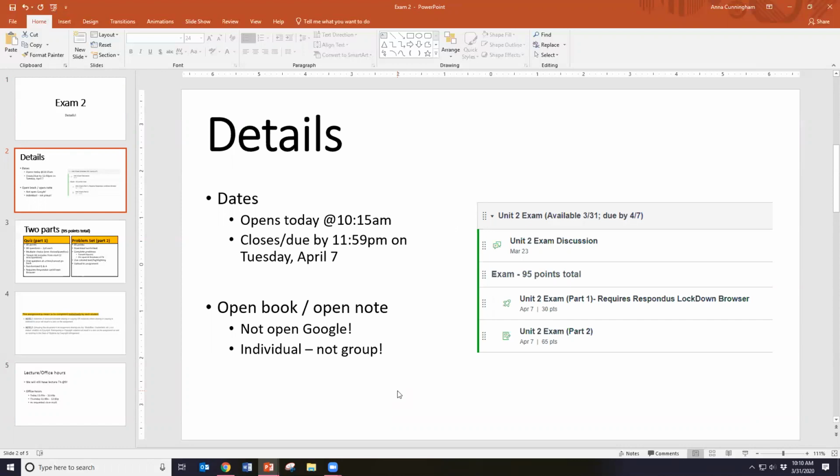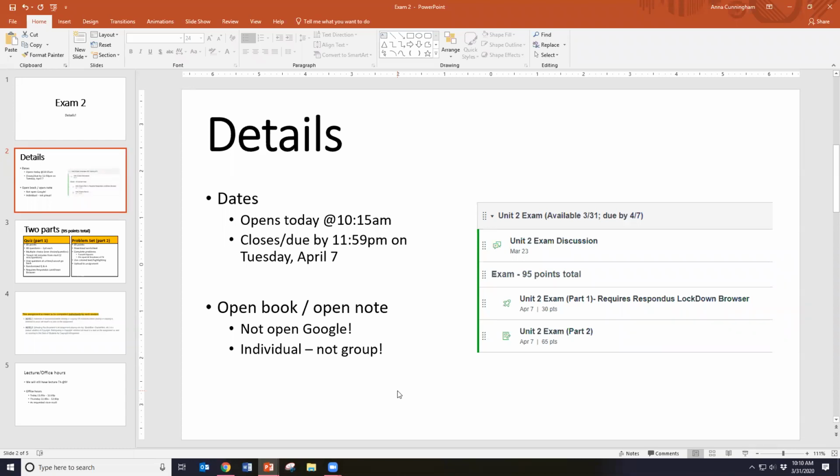It is open book and open note, but I would like to dissuade you from using Google. I want you as an individual to come out of this feeling more confident in your knowledge and capability surrounding inheritance. So I really hope that you will use this as an individual learning experience, not a group learning experience.